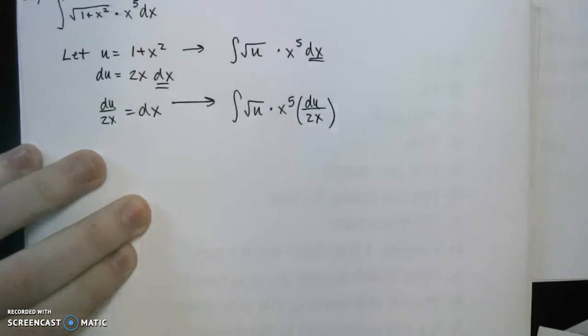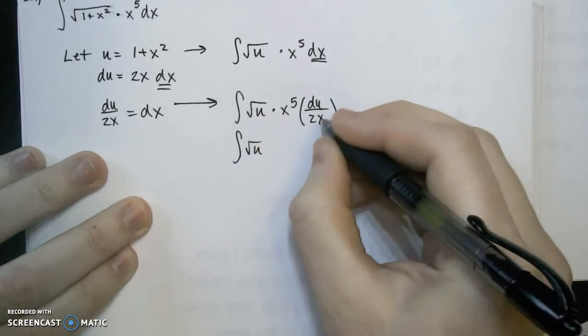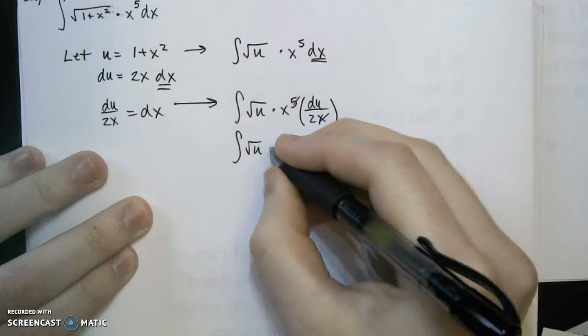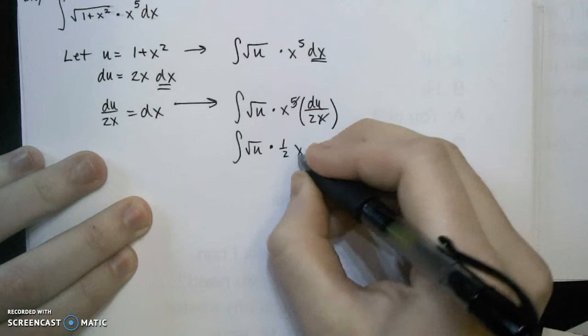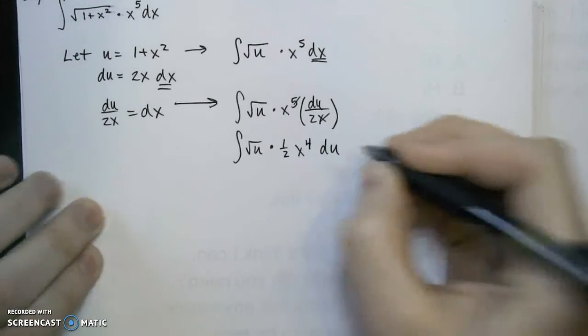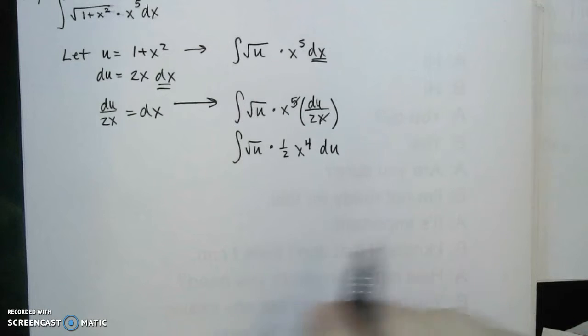And then if I simplify that down a little bit, I've got square root u, and then these x's will reduce, and I've got a 2 on the bottom. So I'm going to write that as 1/2 x to the fourth du. And then I still have this x to the fourth that I have to get rid of.